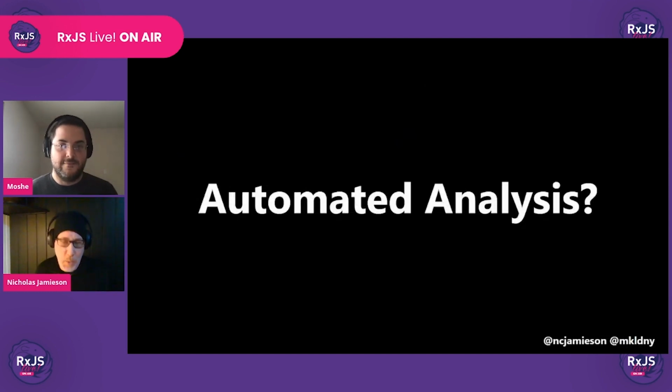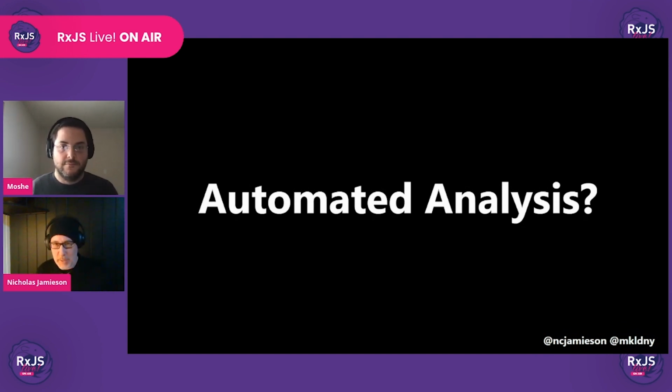Cool. So our talk is about automated analysis for RxJS programs. It's a bit vague. So what we mean by automated analysis is identifying unexpected situations based upon known behaviors of sources and operators. Basically, whenever you're writing RxJS code, if you do something that's likely to be surprising, we want to be able to give you feedback straight away.